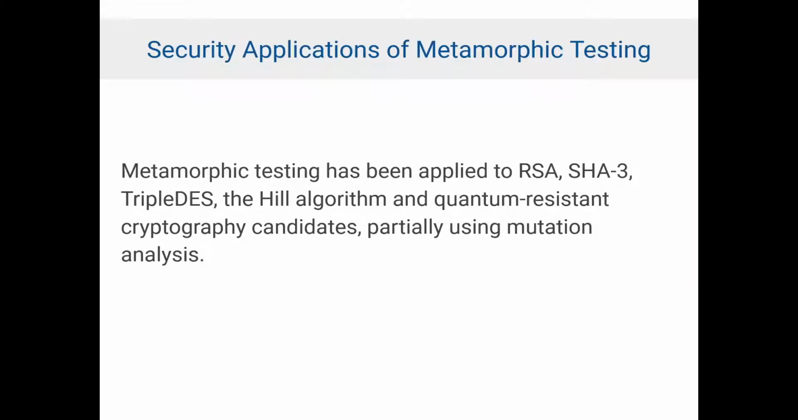Maybe more relevantly, metamorphic testing has also been applied to cryptography in 4 or 5 papers, namely to RSA, SHA-3, triple DES, the Hill algorithm, and to candidates for quantum-resistant cryptography. And some of these papers were trying to find live bugs in either implementations or candidates, while others were trying to assess the effectiveness of metamorphic testing in these contexts, and hence were using mutation analysis.